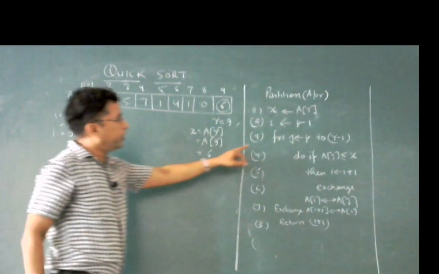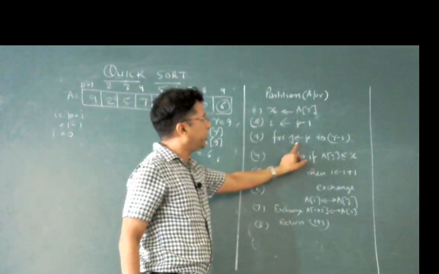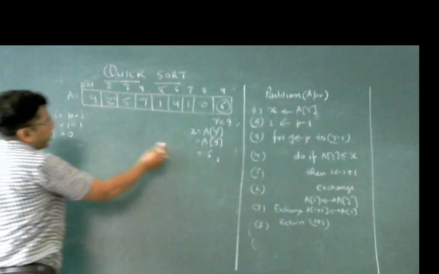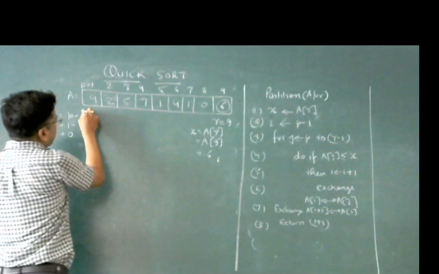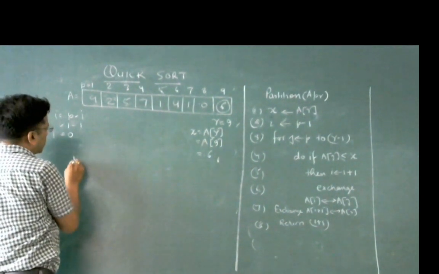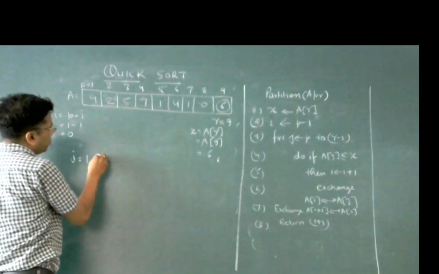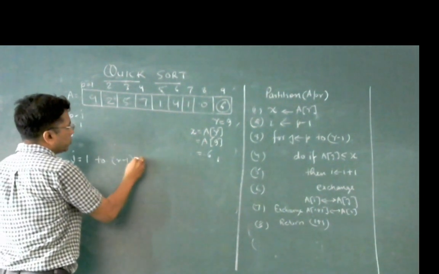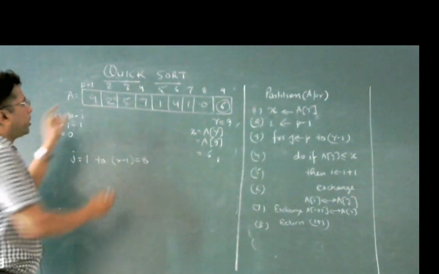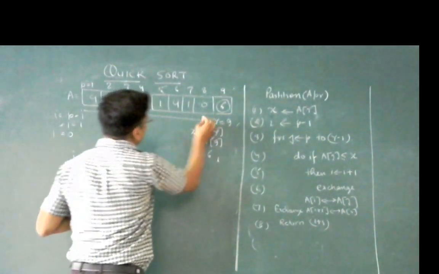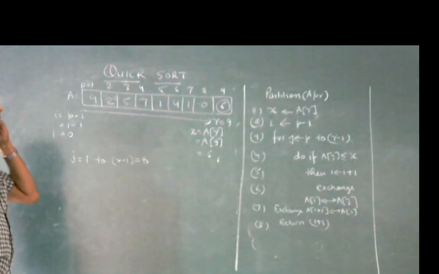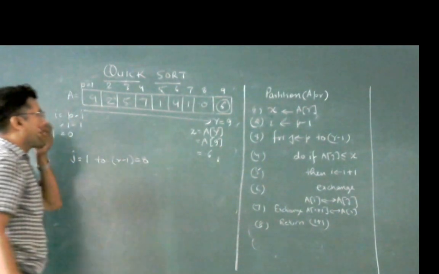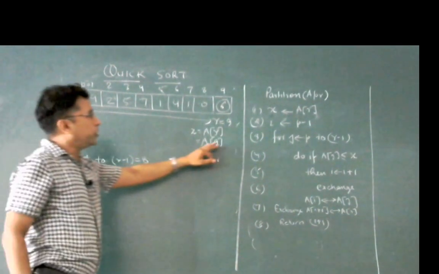We shall check in this loop from j = p to r - 1. So for p to r - 1, r is equal to 9. So j travels from p, which is 1, to position number r - 1, and r - 1 equals 8. From position number 1 to 8 we travel and we shall find out if there is any element A[j] which is smaller than x. x is 6. We shall check and find out.